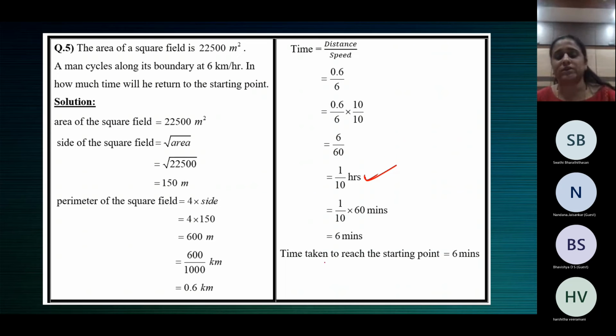It's better you convert it to minutes. You should not leave the answer like this, where you have to calculate to understand. Even you will calculate 1/10 of an hour in your mind, 1/10 of an hour into 60. Oh, 6 minutes. That calculation, you should present it here.